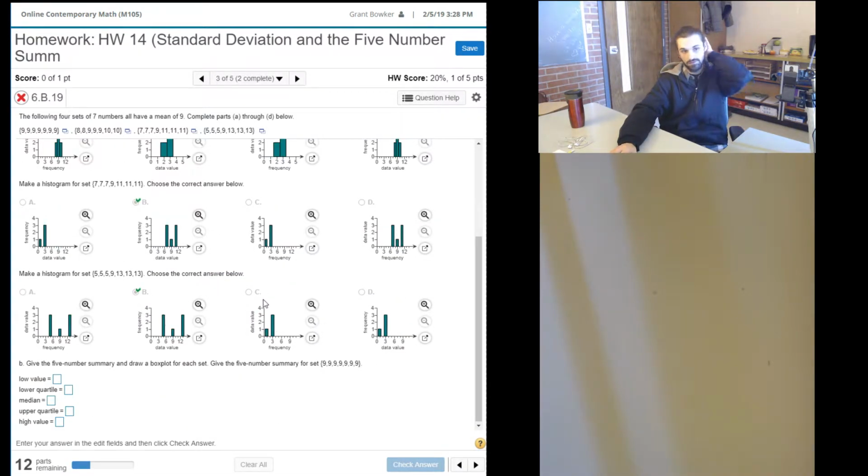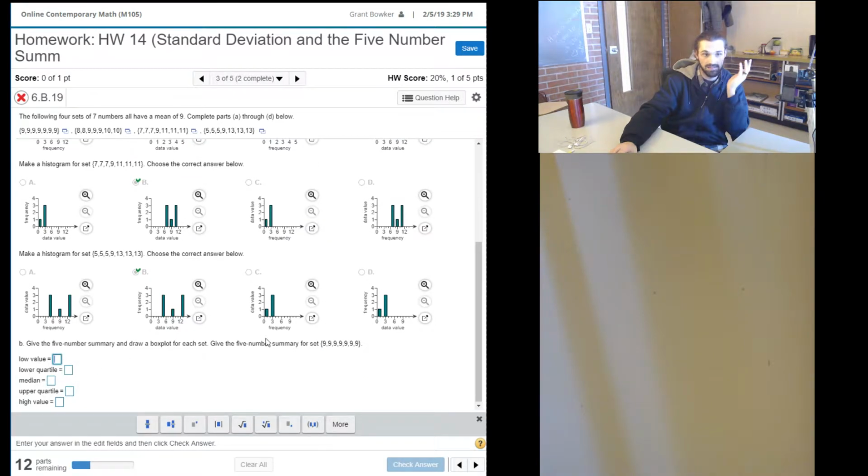So here's the 5-number summary, and all the 5-number summary is really giving us is the low value, the high value, the middle value, and then these quartiles. The lower quartile is essentially the middle value of your bottom half. The upper quartile is the middle value of your top half. So we want to do a 5-number summary for this set of data. Well, the data is all 9, so 9 is going to be the low value, the lower quartile, the median, the upper quartile, and the high value.